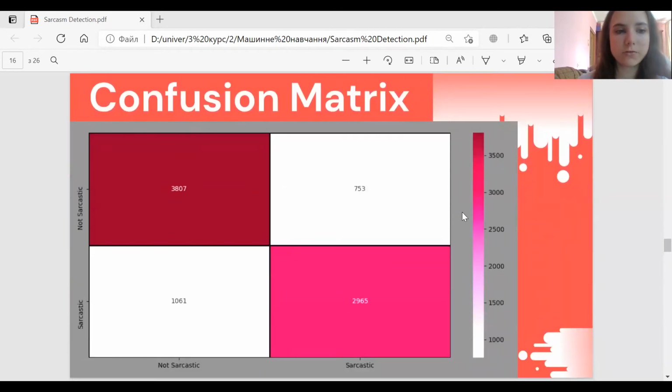Here is the confusion matrix for the model. Hence, 3,900 entries were identified by the model correctly as non-sarcastic, and about 3,000 entries were correctly identified as sarcastic. But more than 1,000 entries have been identified as non-sarcastic when they are sarcastic, and more than 700 entries have been identified as sarcastic when they are not.